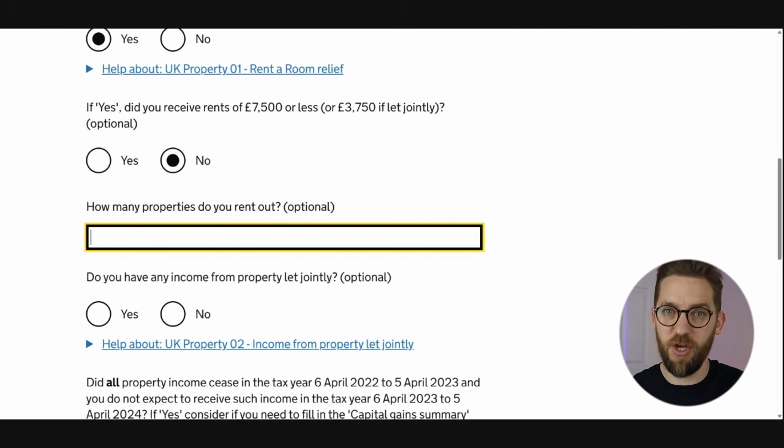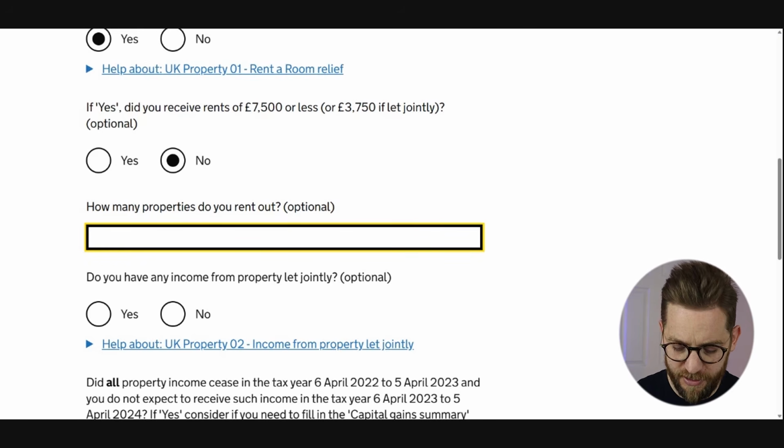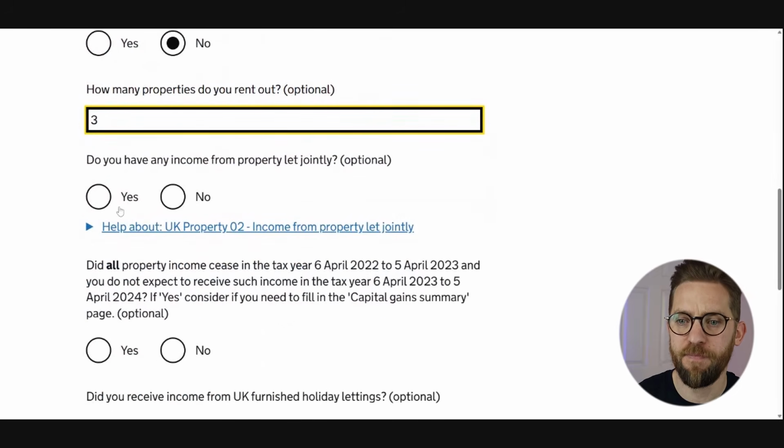I would include my furnished holiday let, and then I would include my one residential property that I let out, my standard, normal rental property. So I'm going to say 3, but of course, that's down to your own situation. Do you have any income from property let jointly?